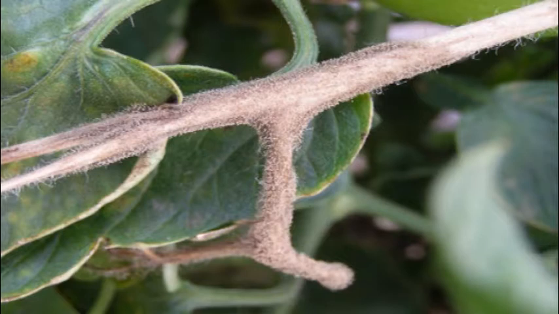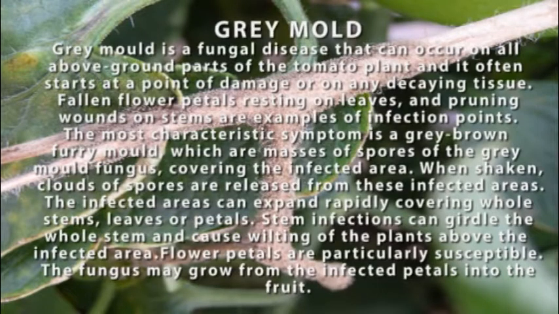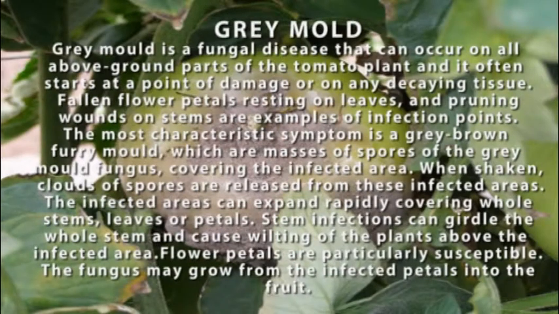Gray mold. Gray mold is a fungal disease that can occur on all above-ground parts of the tomato plant, and it often starts at a point of damage or on any decaying tissue. Fallen flower petals resting on leaves, and pruning wounds on stems are examples of infection points. The most characteristic symptom is a gray-brown furry mold, which are masses of spores of the gray mold fungus covering the infected area. When shaken, clouds of spores are released from these infected areas.